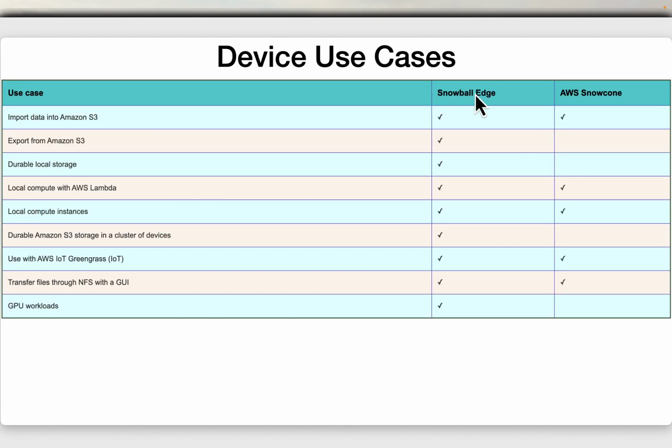And device use cases. Snowball Edge has a superset of all Snow Cone features. So it supports all the features: import, export from S3, durable local storage, local compute with AWS Lambda, local compute instances, durable Amazon S3 storage in a cluster of devices, use with AWS IoT Greengrass, transfer files to NFS with a GUI, and GPU workloads. So it supports all things. And Snow Cone, the only few things which it doesn't support are the export from S3 and durable local storage. And GPU workloads it cannot support because it's a lightweight device.